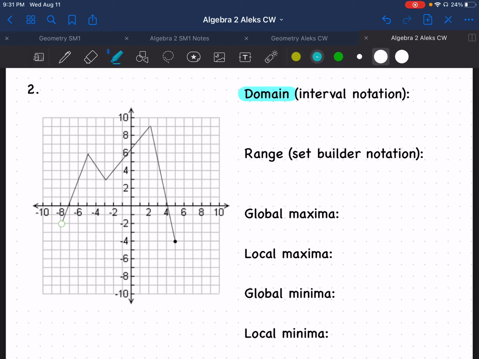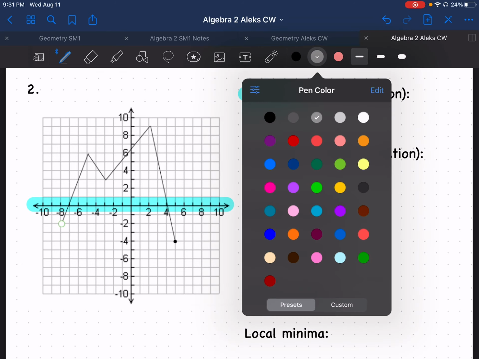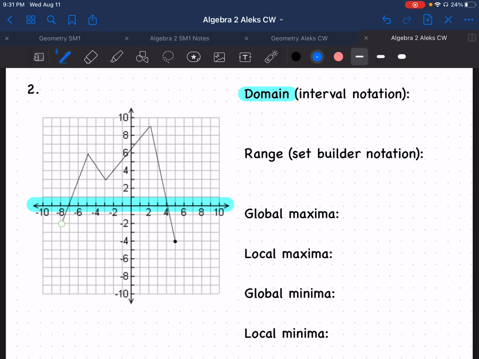Domain. Remember that your domain are your x values right here. And so you're reading your graph from the left to the right. Remember, over here on the left side, as you read towards the right, you have negative infinity. And then over here on the right side, you have positive infinity. Now, to be able to use the infinities, remember the ends of your graphs have to have arrows showing that they are continuing forever and ever.